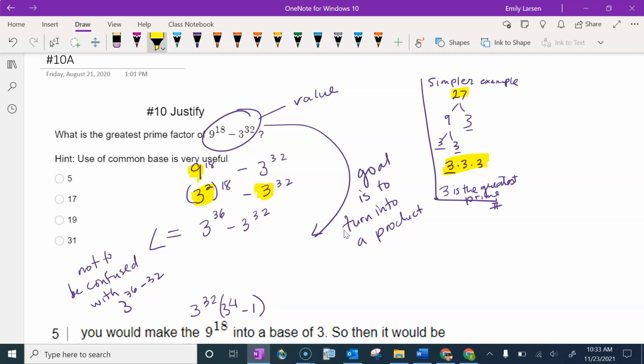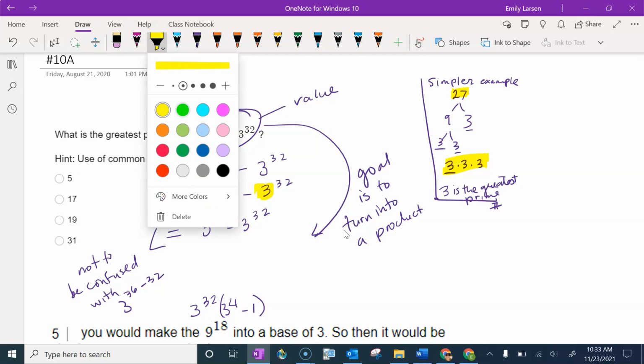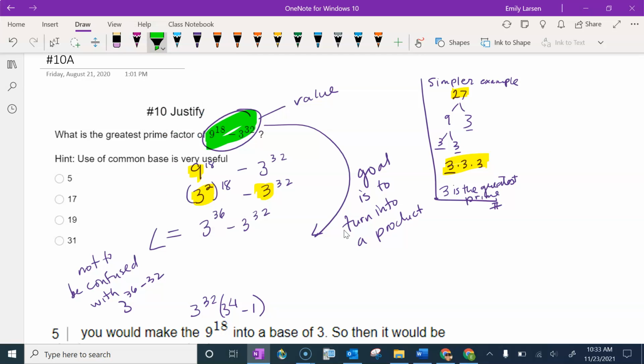So we are looking at this value here. For this difference, if we can get our value written as a product, then we can maybe see what is the greatest prime factor.